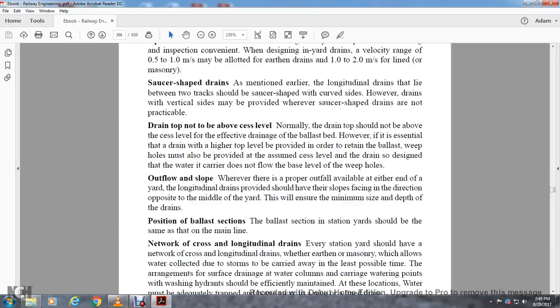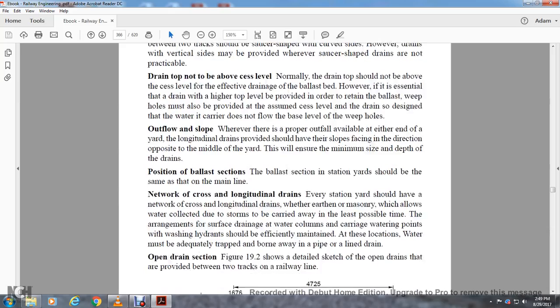Position of the ballast section. The ballast section of the station yard should be the same as the mainline network of the cross and longitudinal drains. Every station should have a network of cross and longitudinal drains, whether earthen or masonry, which allows the water collected during a storm to be carried out in the least possible time.